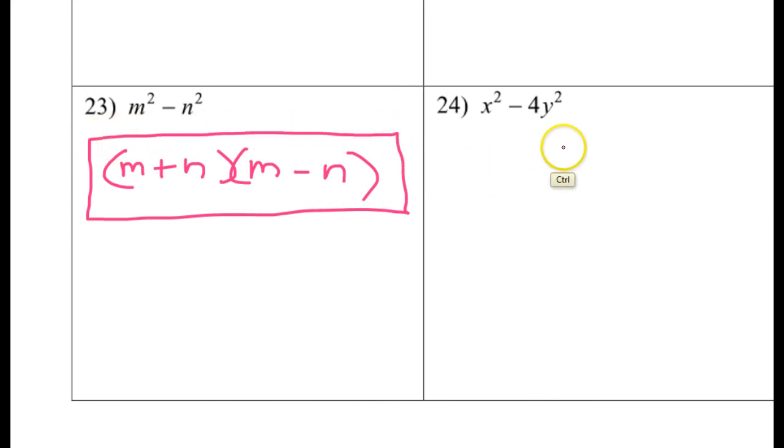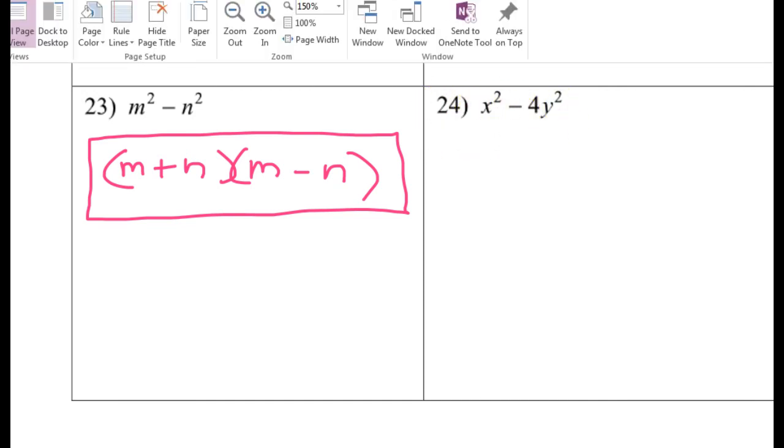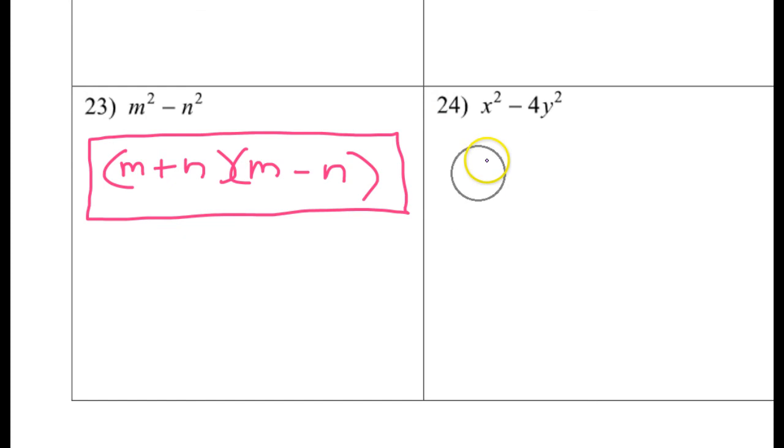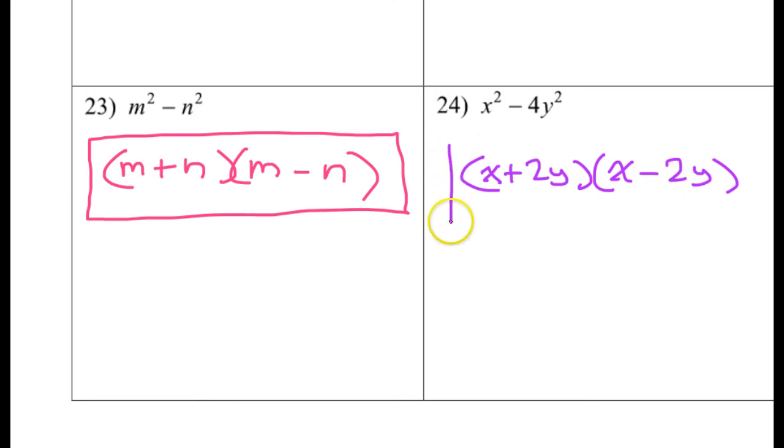Last one. Again, there's no GCF, but again, this is the difference of squares right now. So I will go straight into the difference of squares pattern. So this should be x plus 2y times x minus 2y. And that is the final answer.